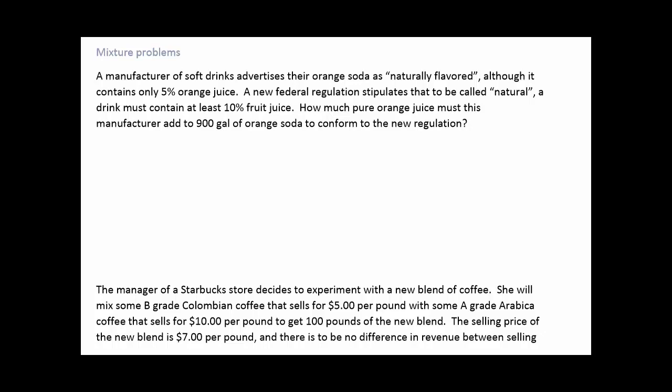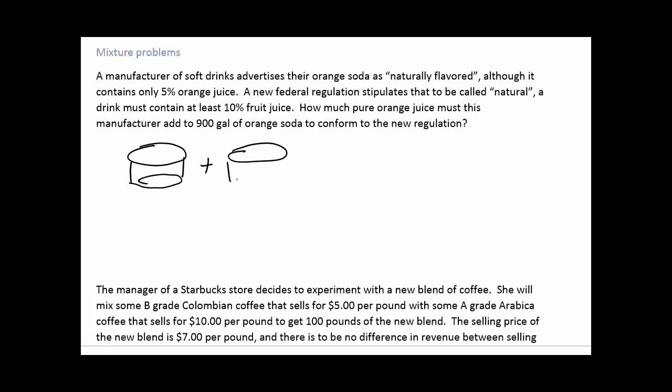A manufacturer of soft drinks advertises their orange soda as naturally flavored, although it really contains only 5% juice. A new federal regulation stipulates that to be called natural, a drink must contain at least 10% fruit juice. How much pure orange juice must this manufacturer add to 900 gallons of orange soda to conform to the new regulation?